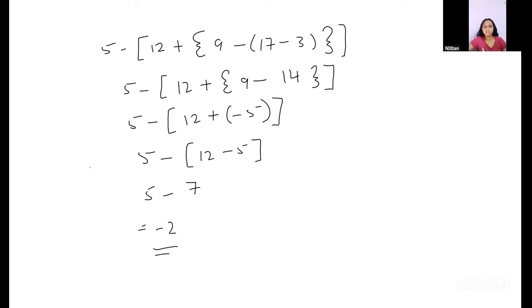So, this is how we solve. First, we solve the small bracket. Then we move on to solving the curly bracket. And then at the end, we solve the big bracket. Okay, try out one more question.